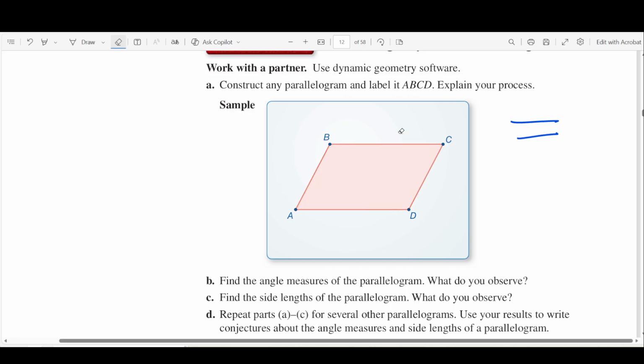Adjacent means, for example, B and A, these two are adjacent angles. A and D are adjacent angles. D and C are adjacent angles. C and B are adjacent angles. So these two angles add up to 180 degrees.